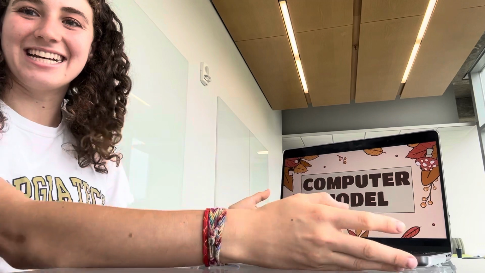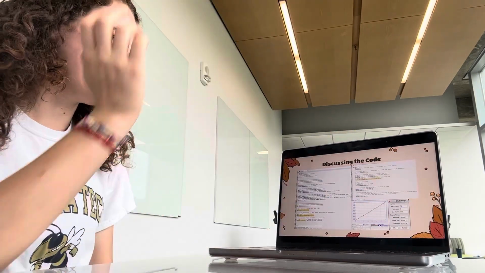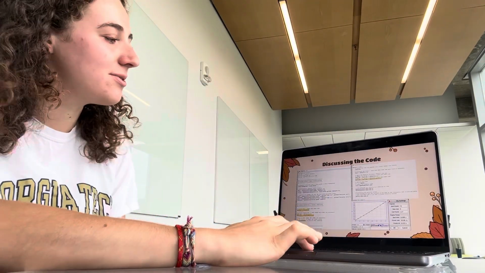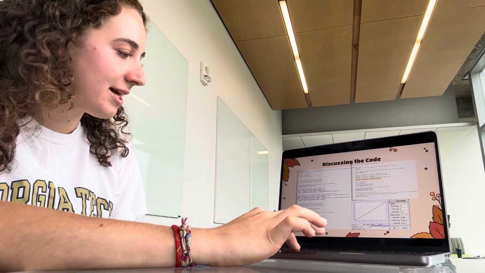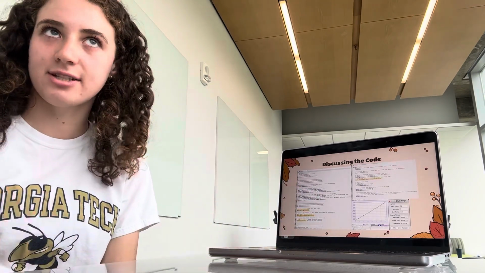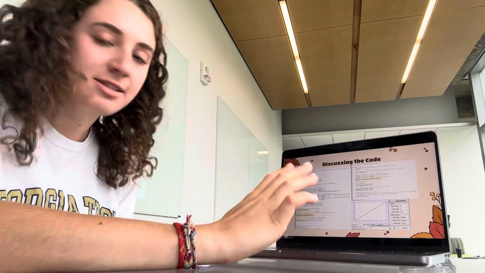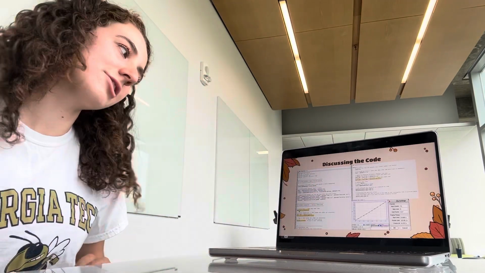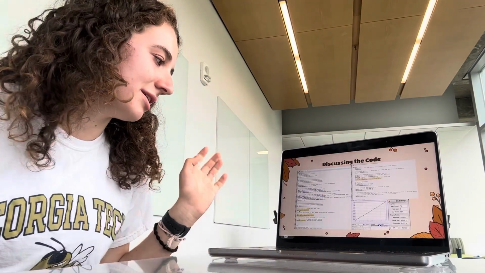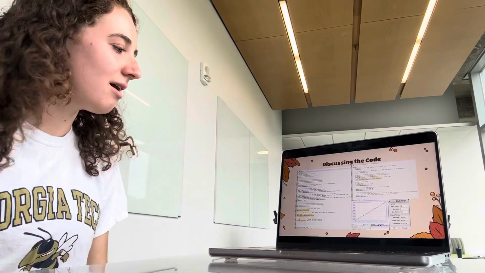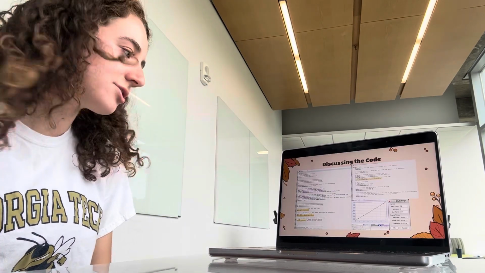So we're gonna take a look at the computer model. First, discussing the code, there's a basic template for it, but I went ahead and changed a few things to make it more accurate towards my actual experiment. I changed the mass of the ball, which is also the pencil, to 0.0201 kilograms, which is just the weight of my pencil.